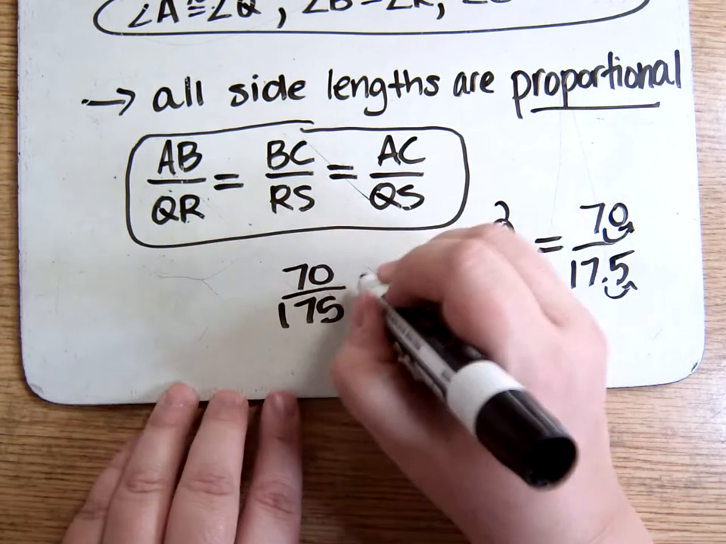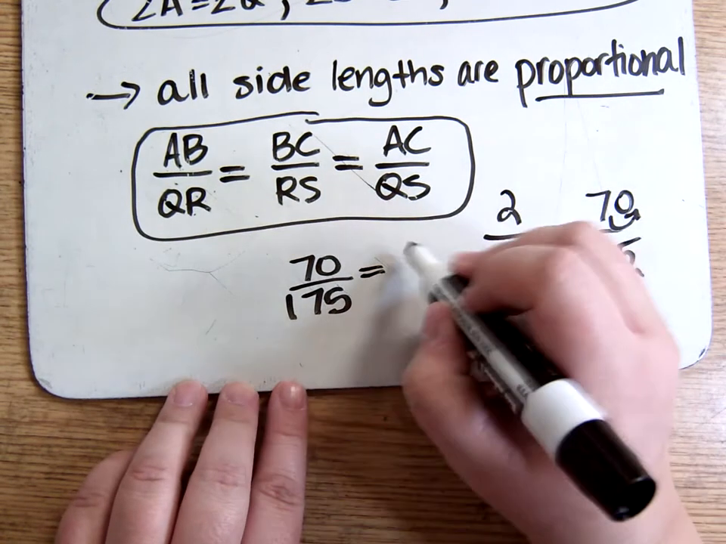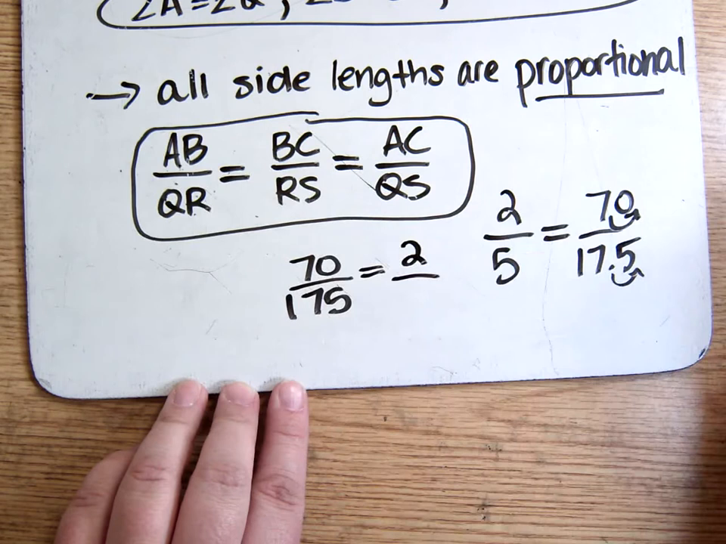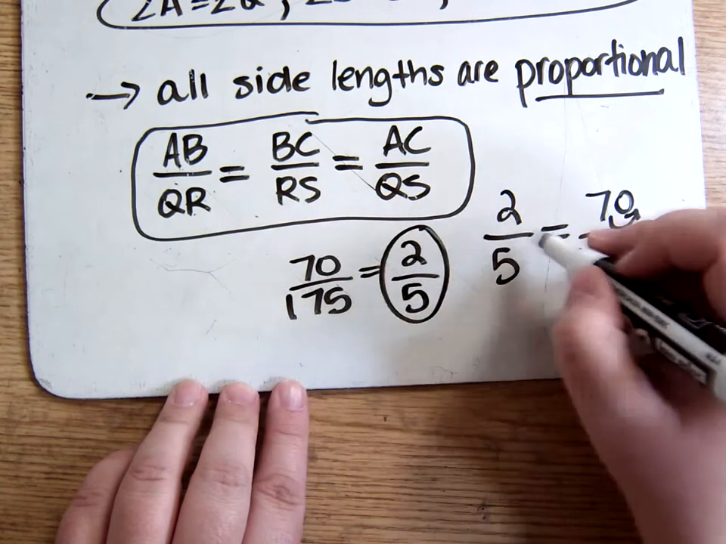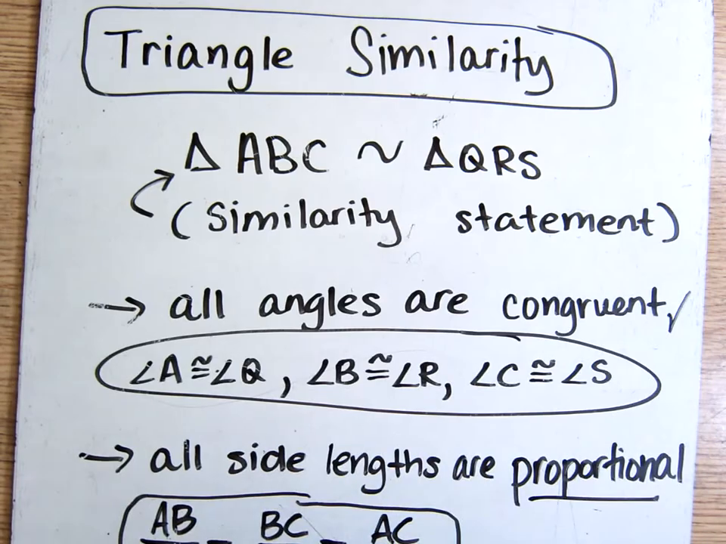35 goes into 70. I probably would have taken 5 out first if I didn't already know this. But 35 goes into 70 twice and into 175 5 times. So yes, it's the same exact fraction once I simplify. All right, so that's how we know what's going on with similarity.